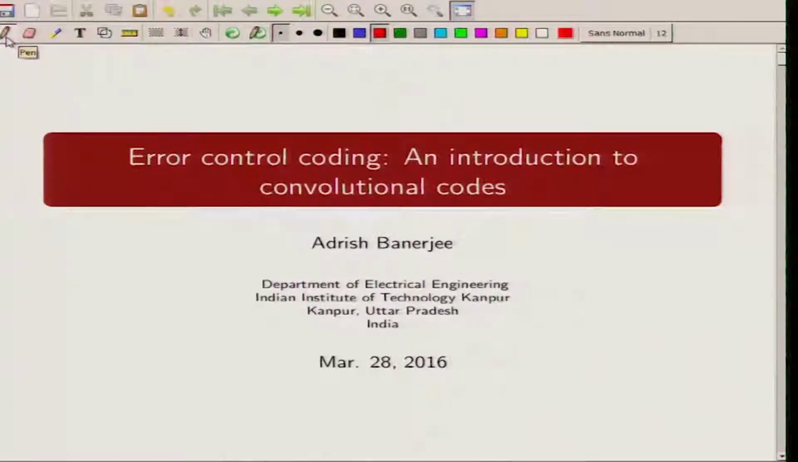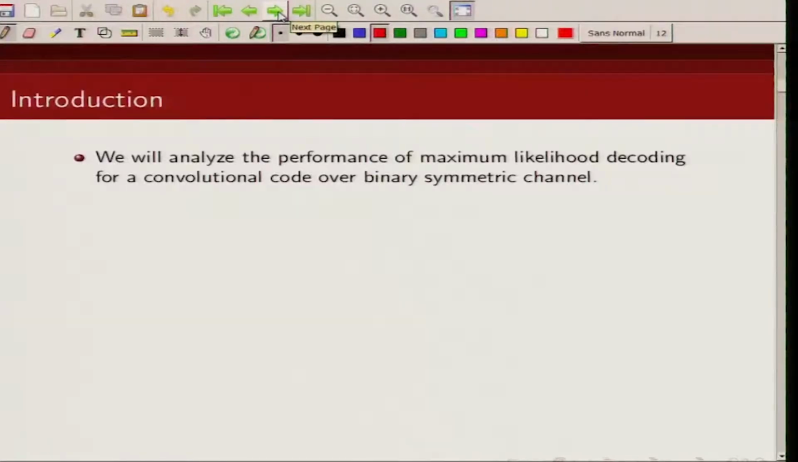So, in this lecture we are going to talk about performance bounds for convolutional codes. In particular, we are going to analyze the performance of Viterbi decoding, which is maximum likelihood decoding for convolutional code, and as an example we will consider a simple binary symmetric channel.